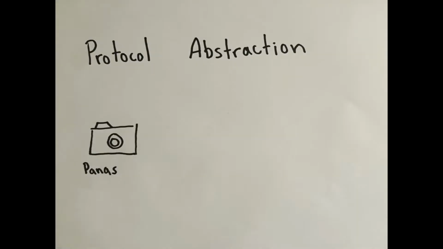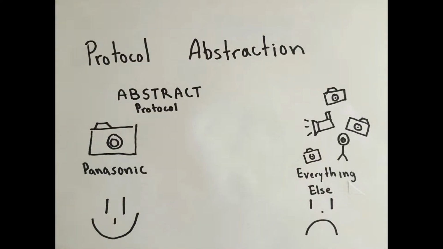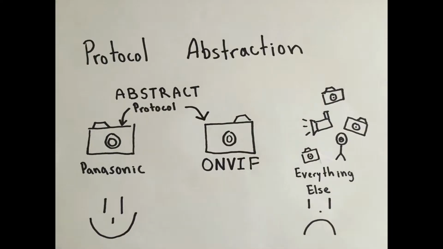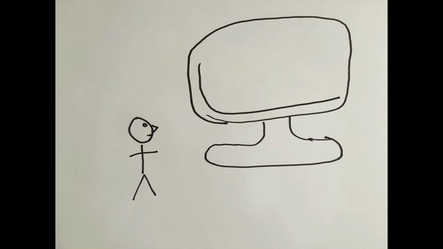Our second improvement tackled a much larger problem within the simulator. Previously, the simulator could only simulate a single type of camera known as a Panasonic camera. Through some abstraction and refactoring, the simulator is now set up to support any given specified camera protocol, including the newly added ONVIF protocol. Our third major improvement was adding a GUI.